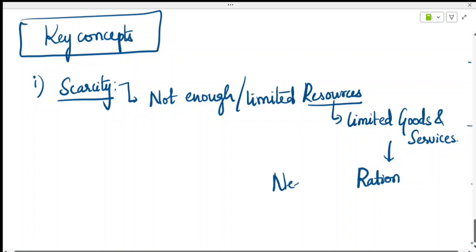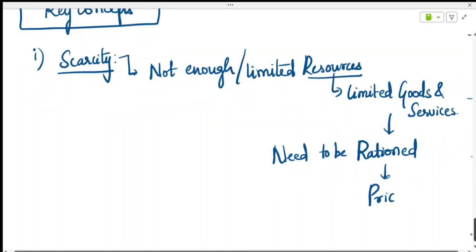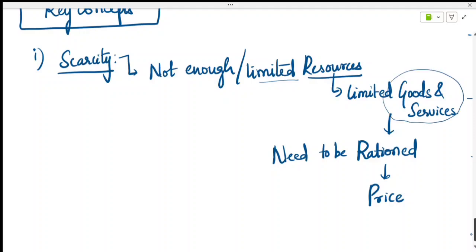They need to be rationed. Anything which needs to be rationed will have a price. Don't think about the ration which you get from the government. It means that we are having limited resources, limited goods and services, so those things should be given to a certain set of people. For that, when there is demand, we cannot give to everyone, right? So there will be something called price, that needs to be rationed.